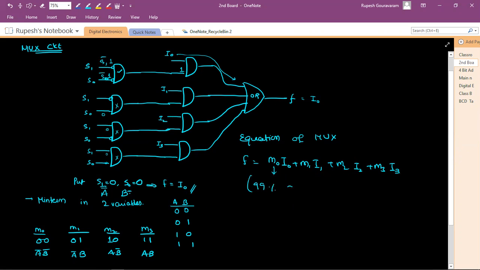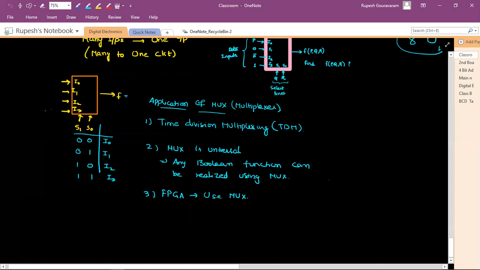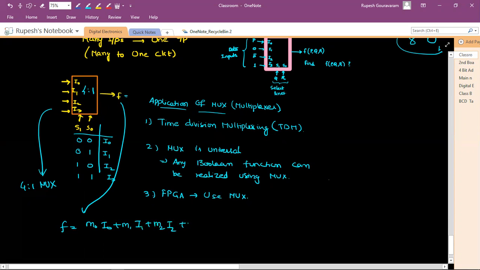So 99% of the questions can be solved using this equation, the above equation. Okay. So if it is a 4:1 mux, let us go back here. This is a 4 is to 1 mux. Like the equation that I wrote before, what will be the function F here? So F here can be written as M0 I0 plus M1 I1 plus M2 I2 plus M3 I3.